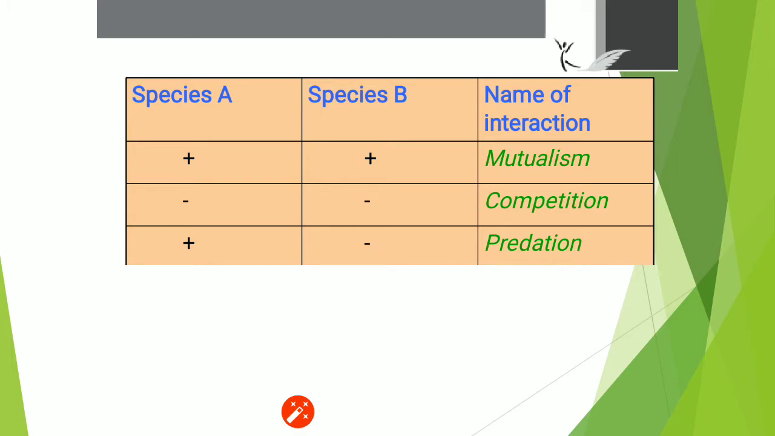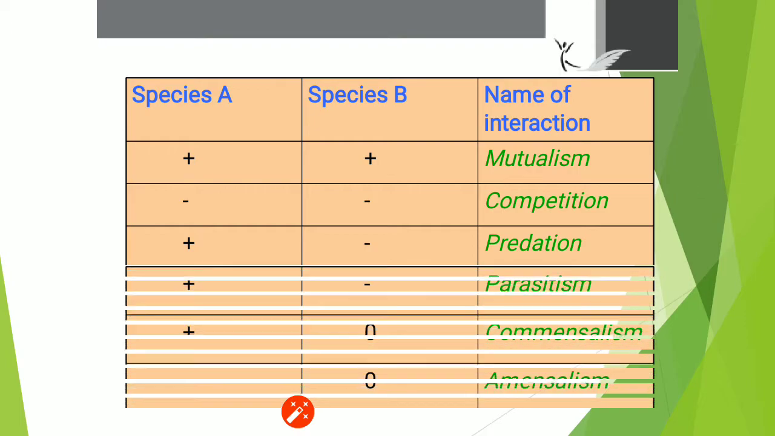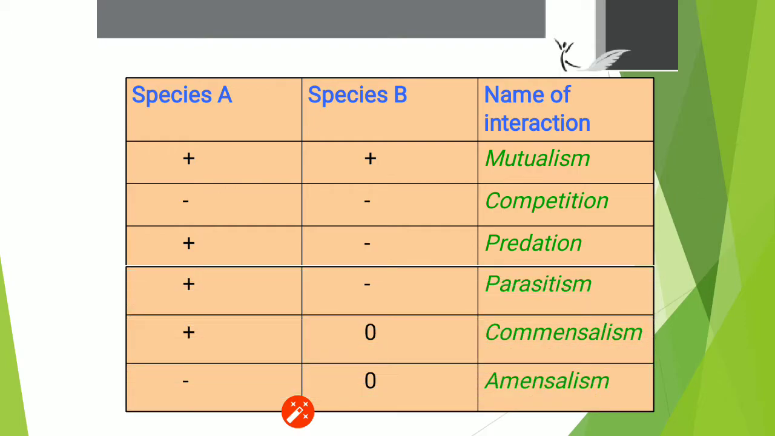Here is a table which is showing species A, species B, and the name of interaction. Mutualism is when both the species are getting benefit. Competition, when both are getting affected in a negative way. And in predation, one species gets the benefit while the other faces harm. In parasitism, again the same condition. One species gets the benefit and the other is harmed.